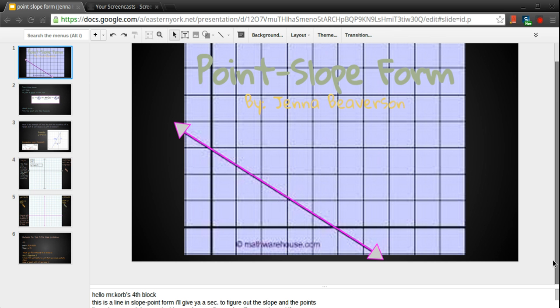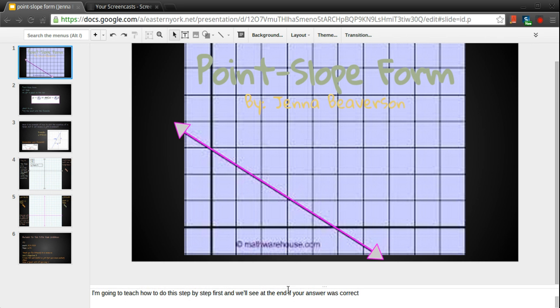I would like to further explain point-slope form. This line I have here, I wouldn't mind if you would put it into point-slope form, figuring out the slope and the points. In a moment, I will teach you step by step how to do this if you don't know already. And then if you do have an answer, at the end we will check it and make sure it is correct. Okay, so you should have the answer about now.